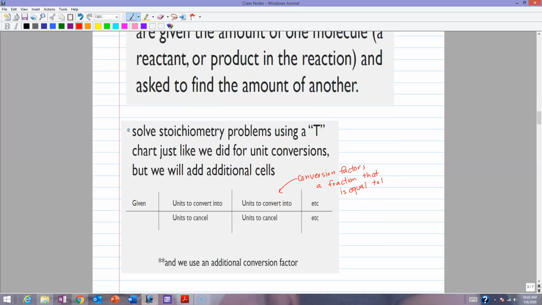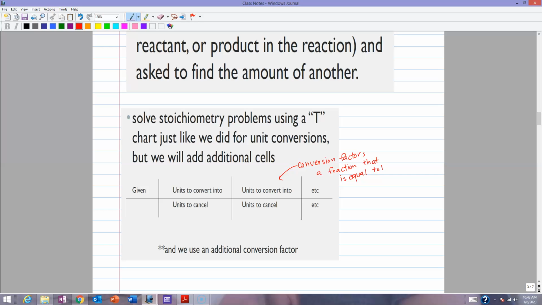And just like with mole conversions, we're going to use a T-chart to do this. We're going to put our given in the upper left-hand box. In the bottom right-hand box, we're going to put the units that we're canceling, the units of our given, and then we're going to put the units we're converting to. We're going to keep doing this, or making conversion factors, which are just fractions that are equal to 1, until we're in the unit that we want to be in.